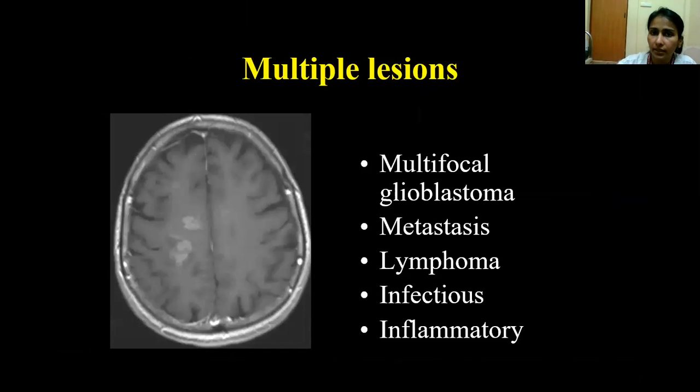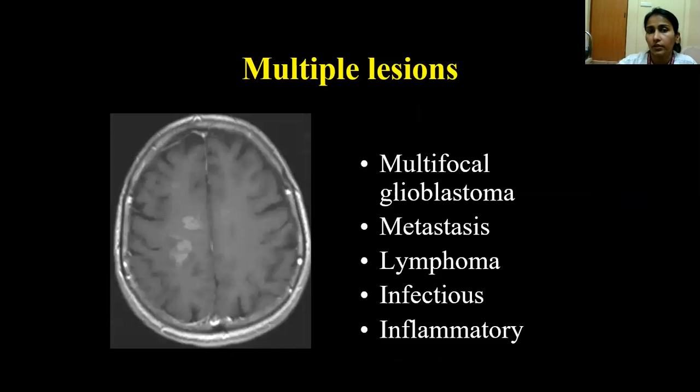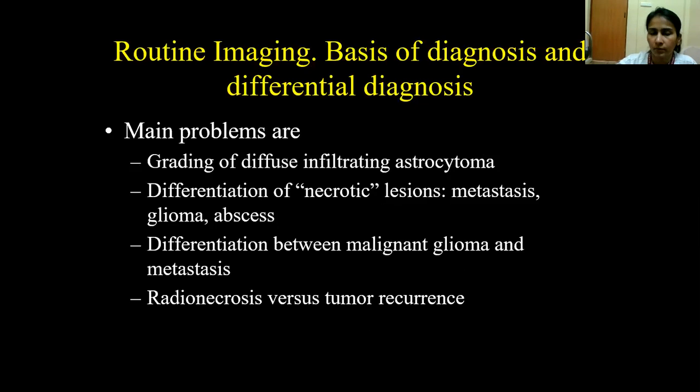If you see a single ring enhancing lesion, it could be a glioma, it could be metastasis, it could be an abscess or multiple sclerosis plaque. If you see multiple lesions, then it could be inflammatory or infectious, and for tumors, it could be multifocal glioblastoma, it could be lymphoma, and again, after these primaries, we have to suspect metastasis based on the age.